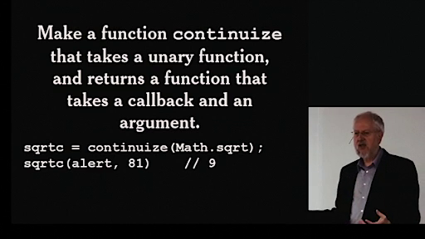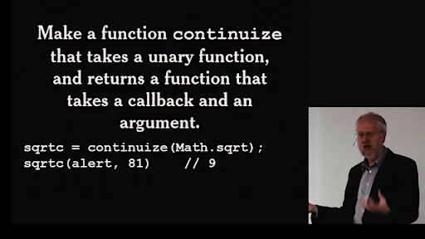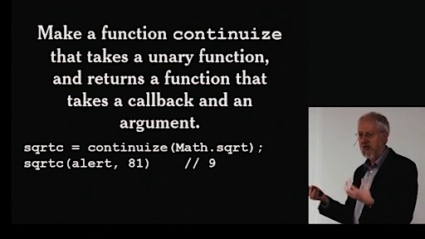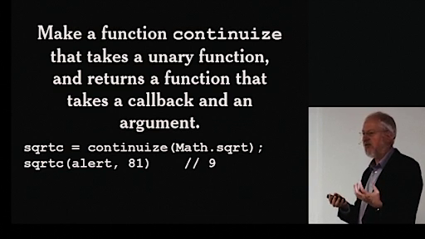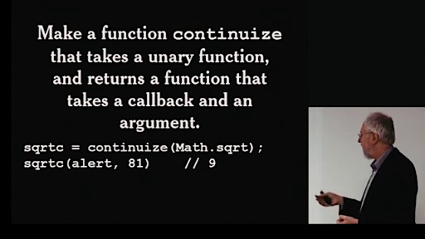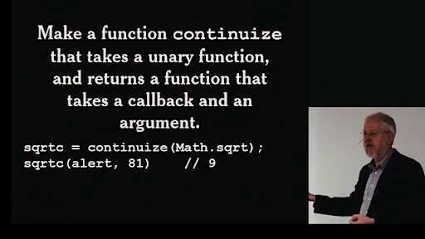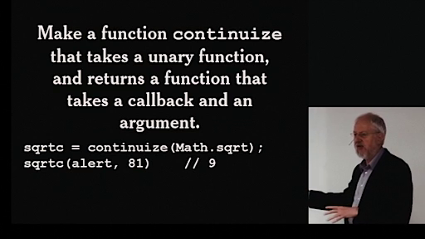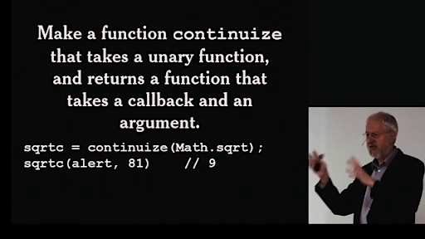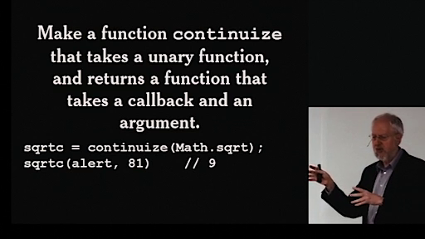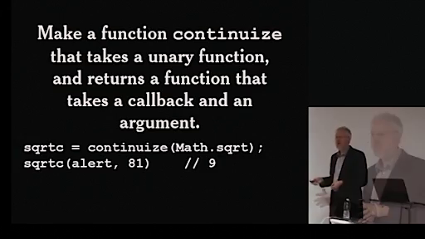If you're not running in a browser, you could log to the console or whatever you're doing, just some way of seeing where the result is going to go. And then we'll pass in 81, which is the number we want to take the square root of. So if this function is working correctly, then we should see a box show up on the browser with the number 9 in it. Okay, so here's continuewise.